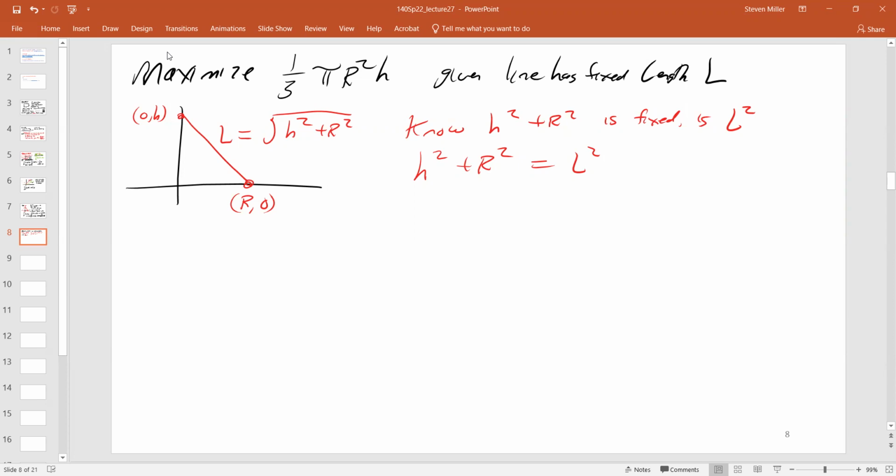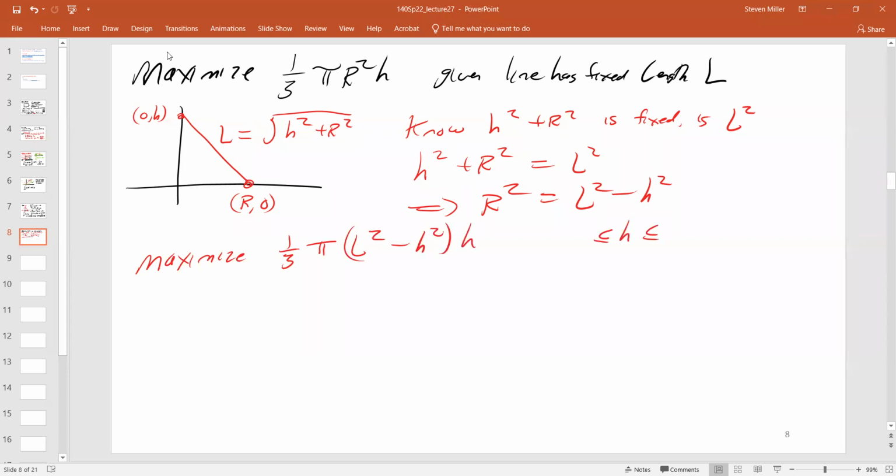What do we have? Look at that. We have a pi r squared h, and we have a relation involving h squared and r squared. Instead of solving for h or r, if we have h squared plus r squared, what should I solve for? Solve for r squared. Make life easy. This means r squared is L squared minus H squared. Make the algebra simple. So now we want to maximize 1/3 pi times L squared minus H squared, times H. And what's the range on H? What's the smallest h can be? What's the largest h can be?